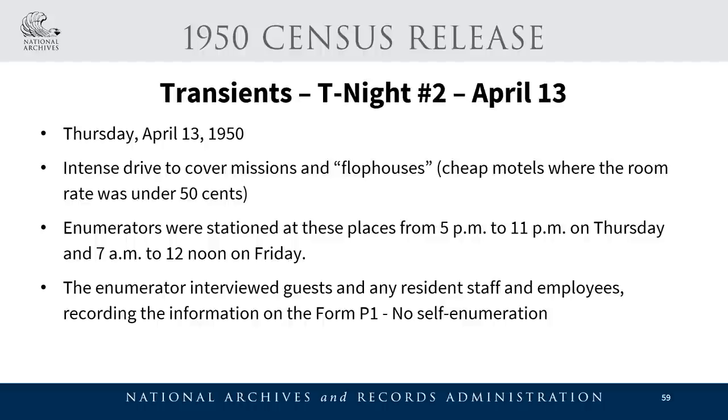A flop house was defined as a cheap motel where the room rate was under 50 cents. Enumerators were stationed at these places on Thursday evening and again on Friday morning. The enumerator interviewed guests and any resident staff and employees and recorded the information directly onto a form P1. There was no self-enumeration at these places.